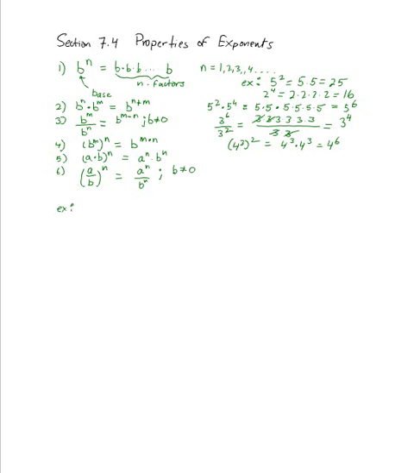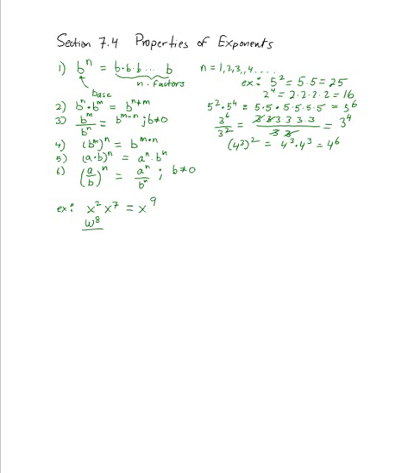Examples. All right, let's start with some simple ones. X squared times x to the 7th. My bases are the same. They're both x. I'm multiplying. When I multiply two things with the same base, I add the power. So that one just becomes x to the 9th.